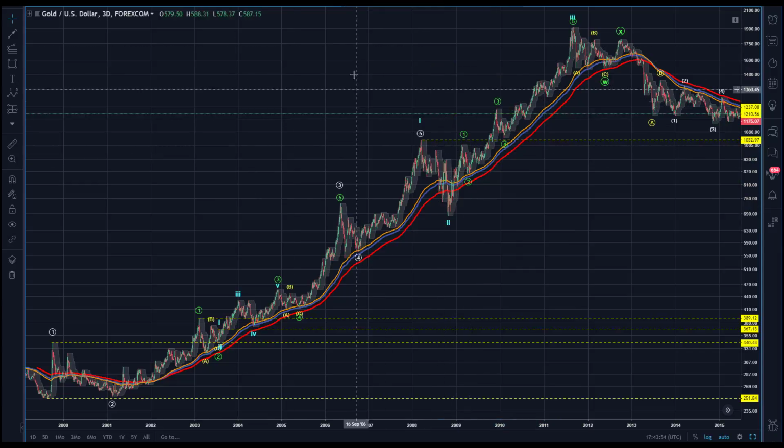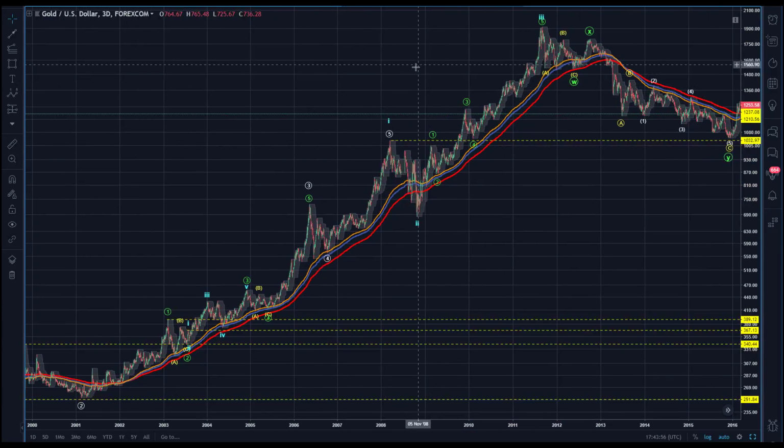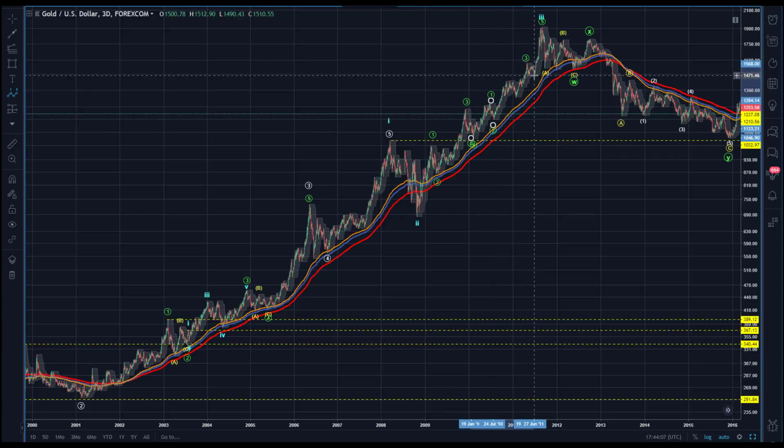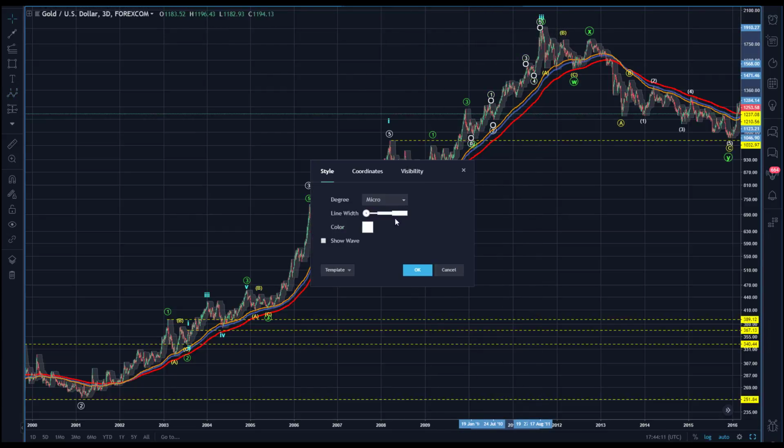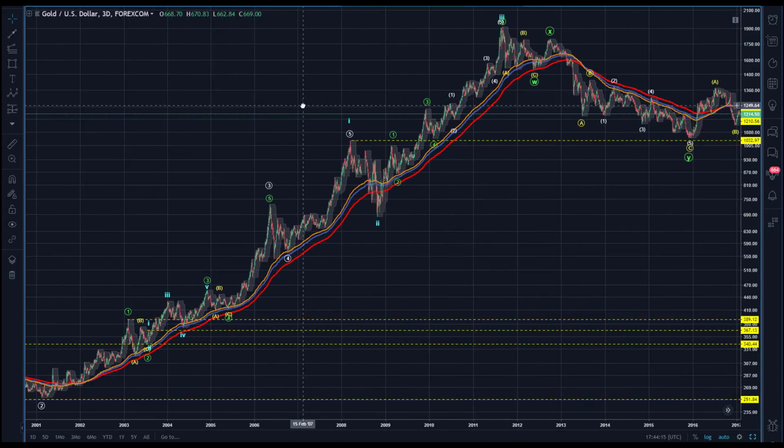All right, so we've got a candidate here. Looks like I go 1, 2, 3, 4, 5, so let me label that up. Now I know that you can't see that, so bear with me a second. Okay, so that looks reasonable. So the count seems to be playing fairly well here. Now remember, I'm on a 3-day chart.